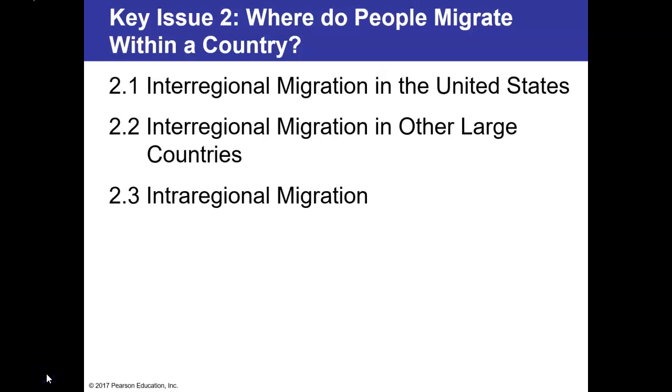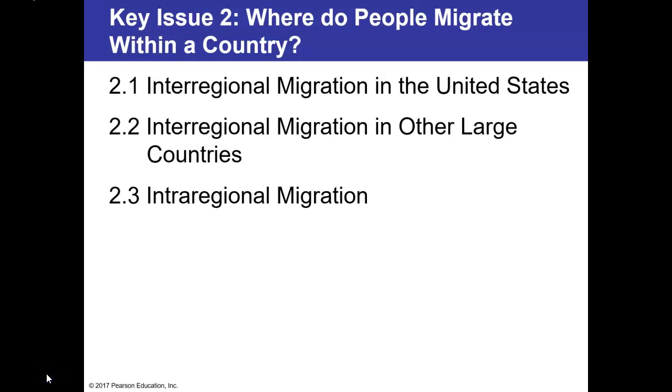Remember, interregional migration is the permanent movement from one region of a country to another, and intra-regional migration is the permanent movement within one region of a country. An example of interregional migration would be moving from the Midwest of the United States to California. An example of intra-regional migration would be moving from Sacramento to Folsom.